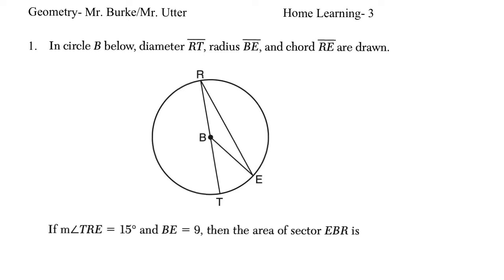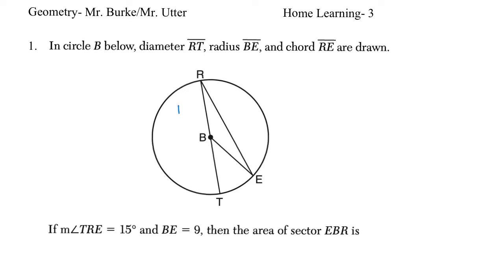All right, in number 1, we're given a circle and we're also given a diameter RT. We're also given a radius BE and we're given a chord of RE. Down here at the bottom, we are given that angle TRE is 15. So let's just write that guy in there.